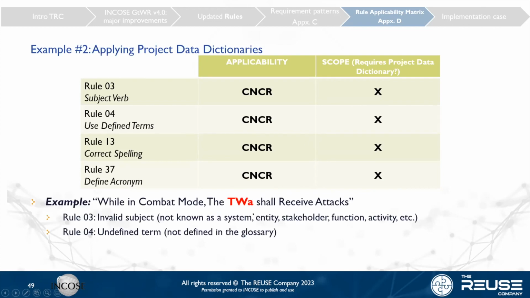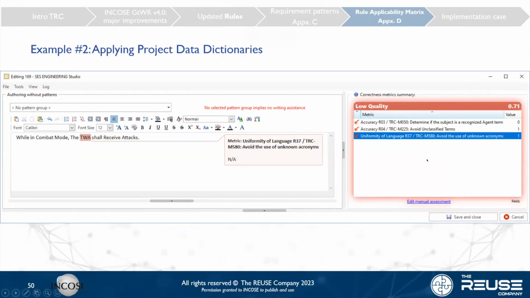So if we use an unknown word, it will be flagged by different rules. It's an invalid subject. It's not a defined term. It's not a defined acronym, and it's a misspelled word. So everything sums up here. So you get different issues solved using the real-time quality checking, such as shown here.